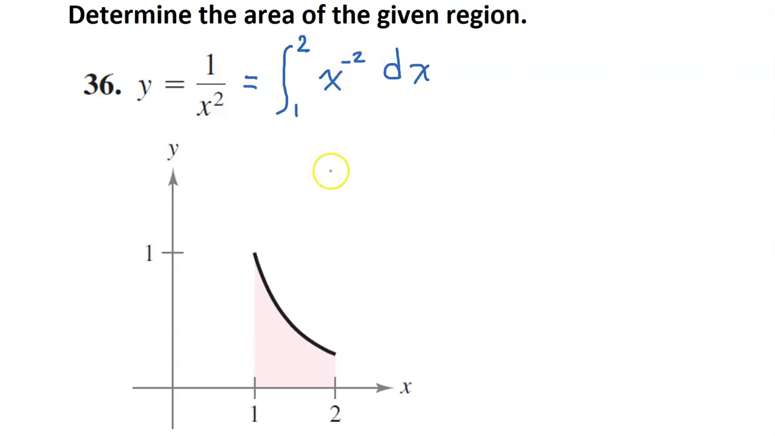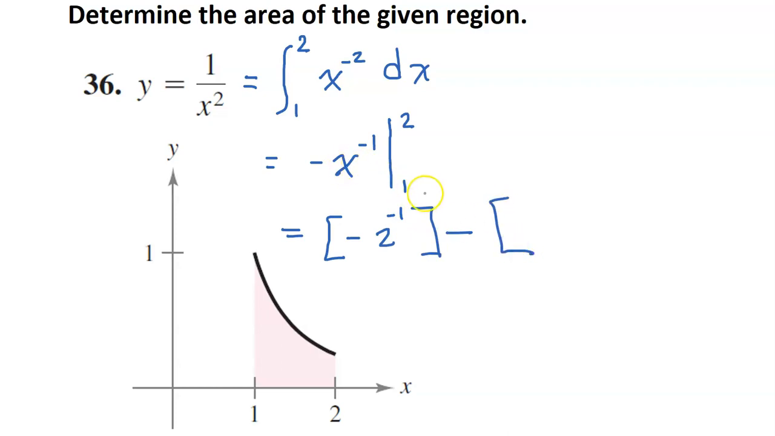So adding 1 to the exponent gives us x to the negative 1 power. Then we divide by the new exponent, which is just going to put a negative 1 out front. But here come the limits of integration. We'll make a vertical line, put the lower limit here, the upper limit here. This means evaluate at the upper limit and then subtract the value at the lower limit. So the value at the upper limit will be negative 2 to the negative 1 power, and then we subtract the value at the lower limit, so substituting in 1 we get negative 1 to the negative 1 power.